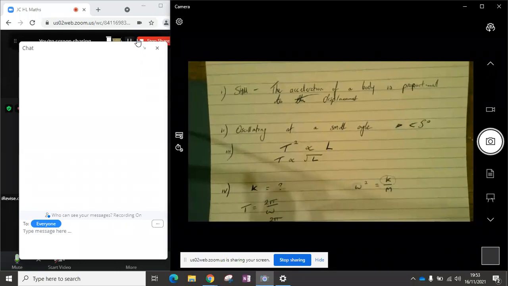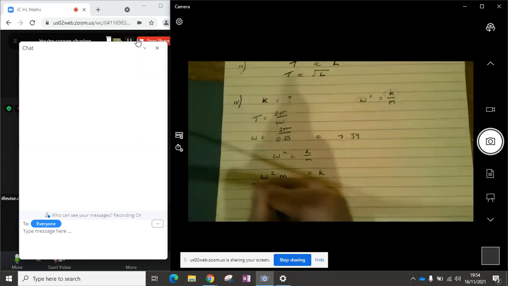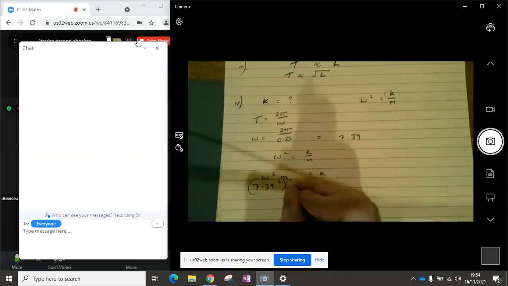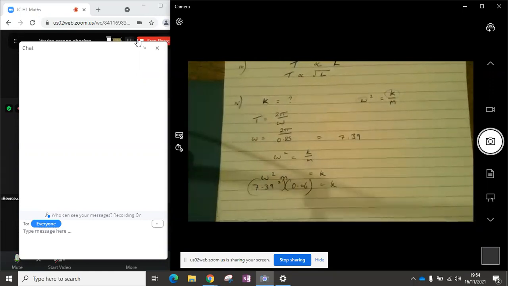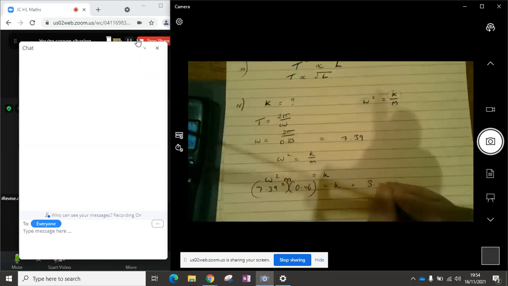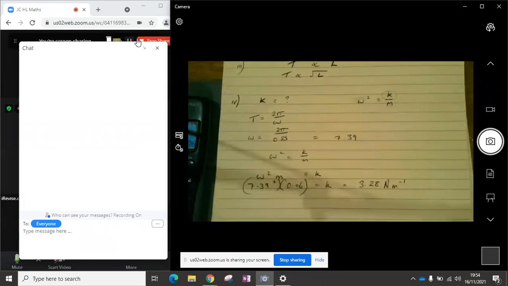So 7.39 squared times M, which is 0.060, is equal to K. Multiply by 0.06. Answer for K is 3.28 newtons per meter. There you go. So that is the spring constant worked out.